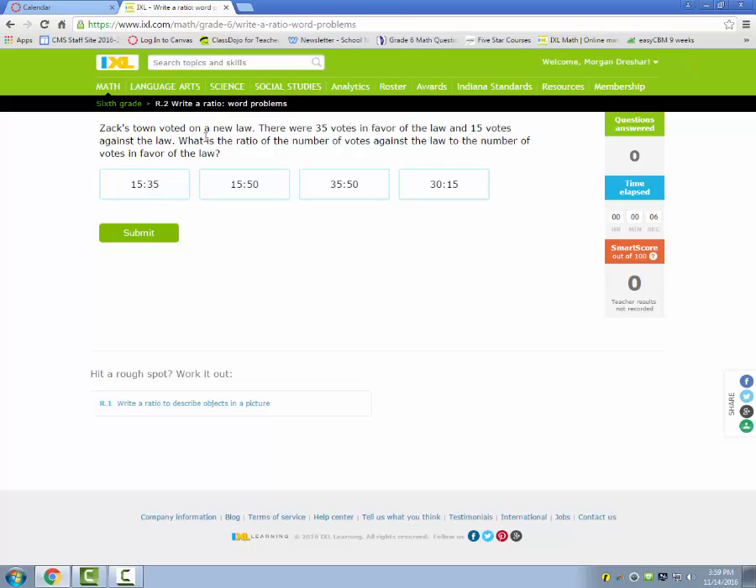Zackstown voted on a new law. There were 35 votes in favor of the law and 15 votes against the law. What is the ratio of the number of votes against the law to the number of votes in favor of the law? The number of votes against the law was 15. The number in favor was 35, so it would be 15 to 35.